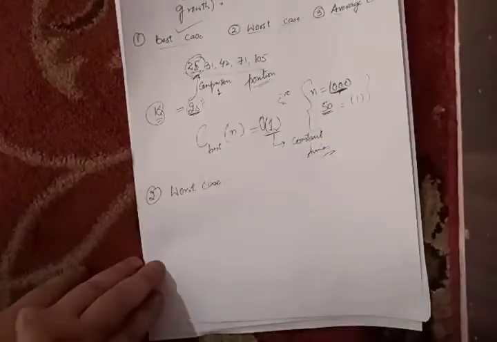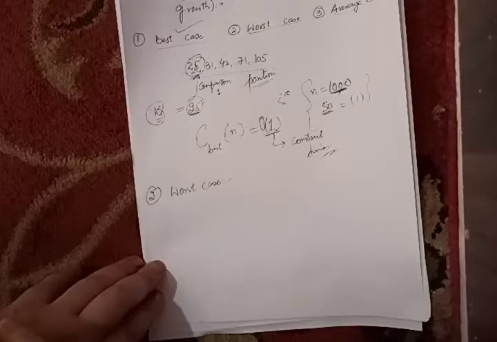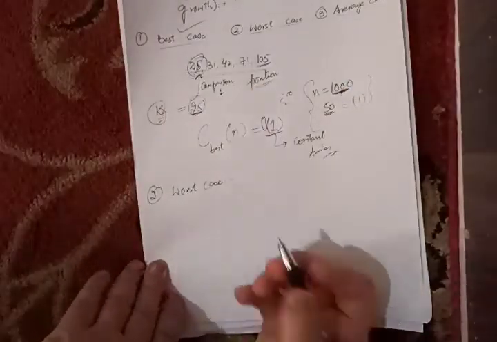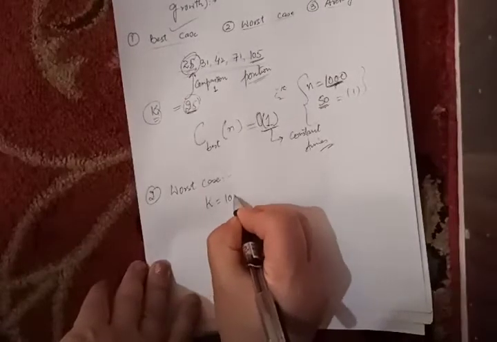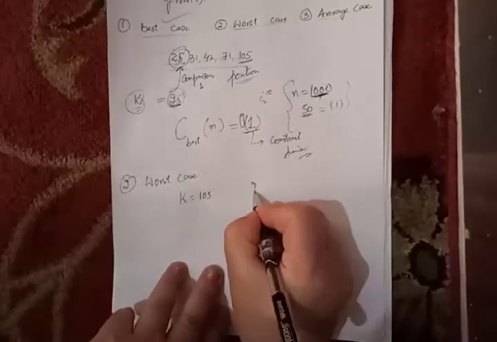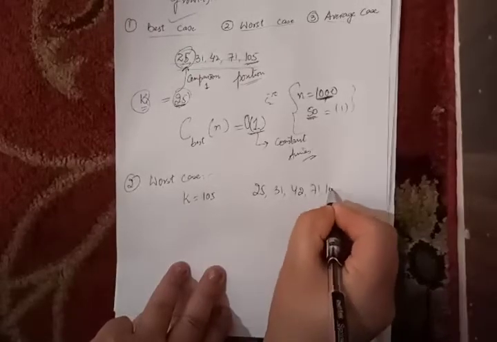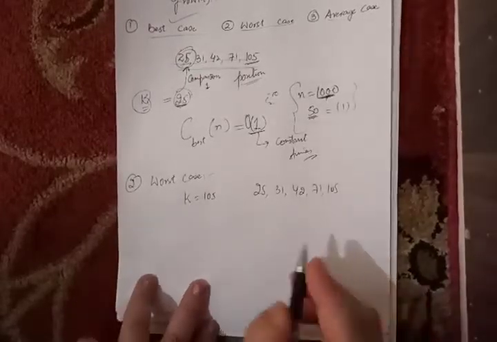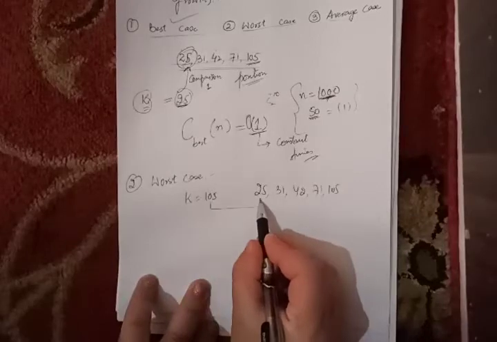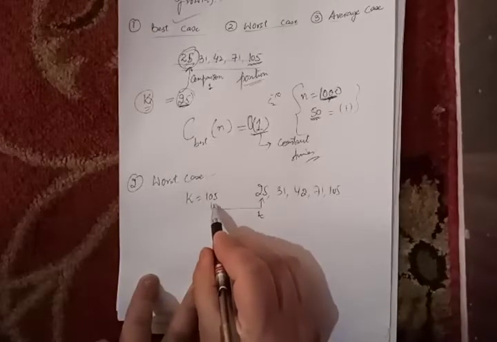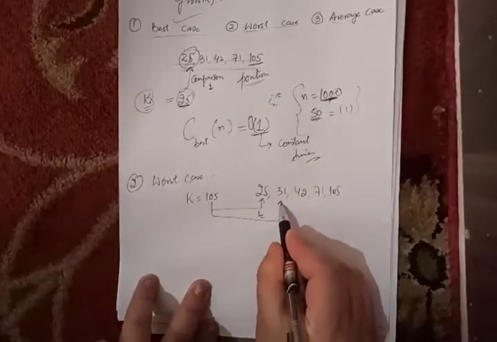Say I am taking the same element. Now the element which I want to search is, for example, 105. So let k is equal to 105, and the elements are 31, 42, 71 and 5. Now I have to take this element and compare it with this. So how many comparisons? One comparison. I have to take the same element and compare it with this.